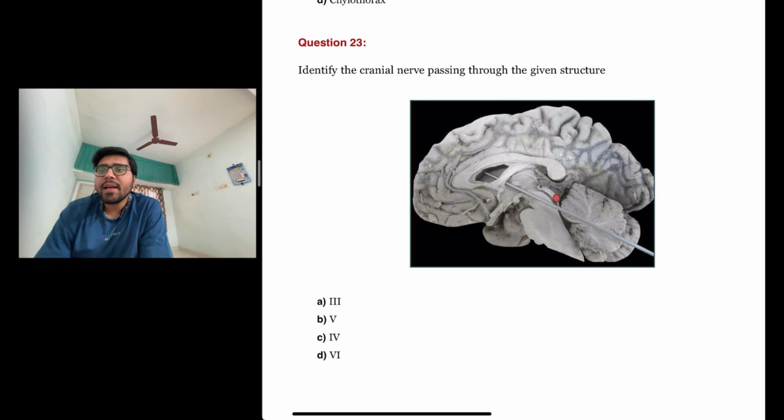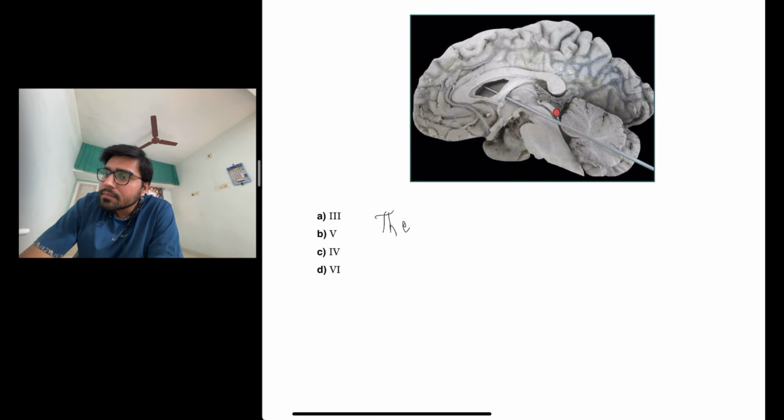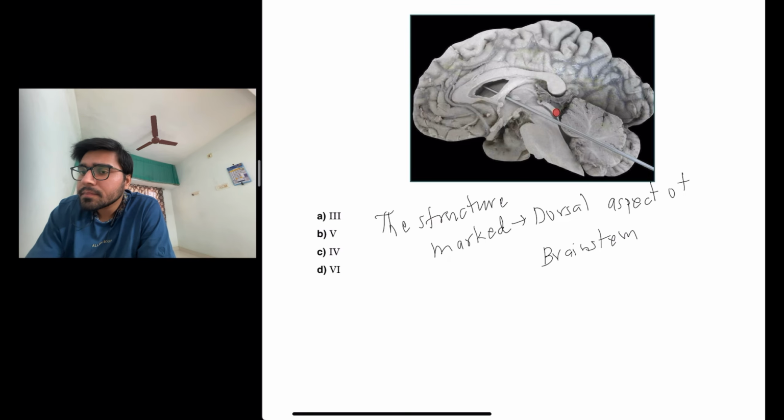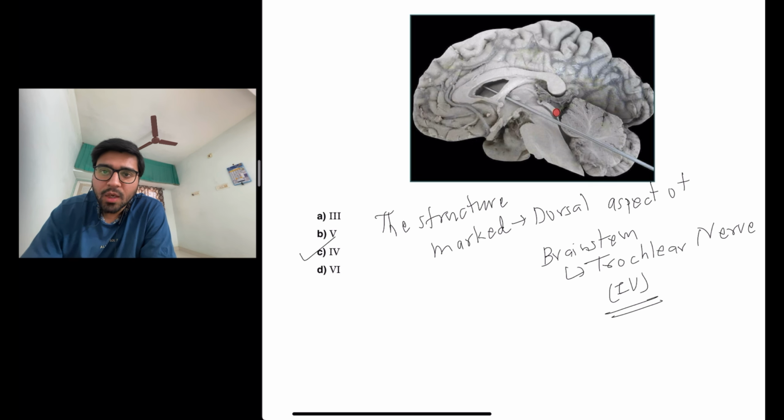The next question is, identify the cranial nerve passing through the given structure. The structure marked is on the dorsal aspect of brainstem, and the cranial nerve that passes through the dorsal aspect of brainstem is trochlear nerve, that is the fourth cranial nerve. So the answer here is C, fourth cranial nerve.